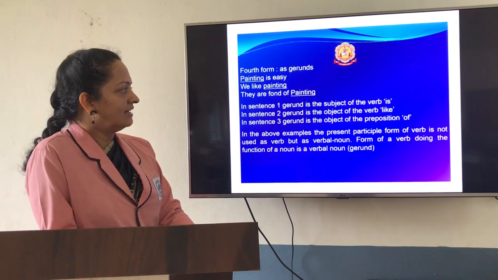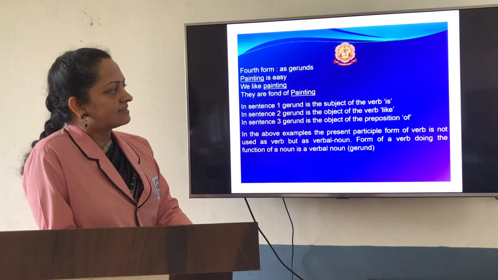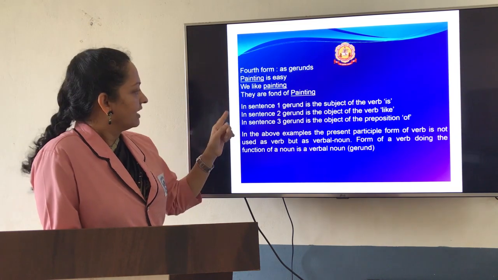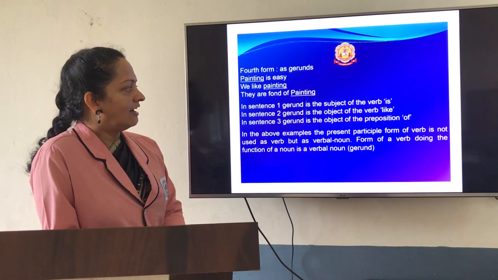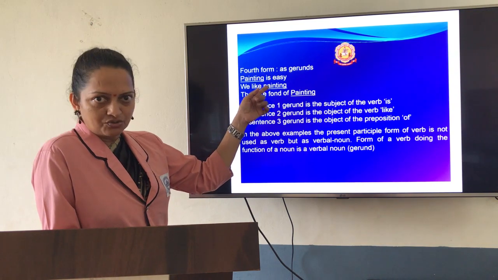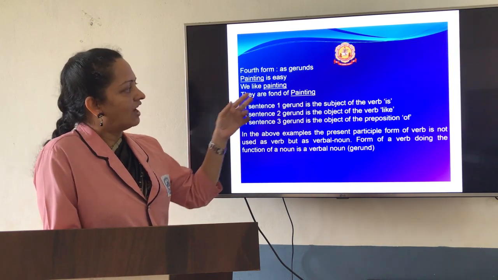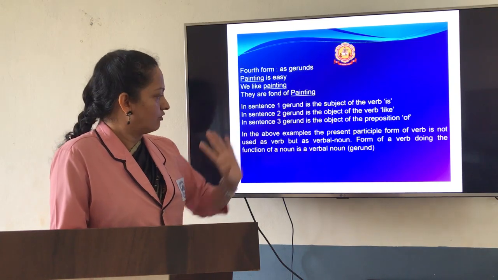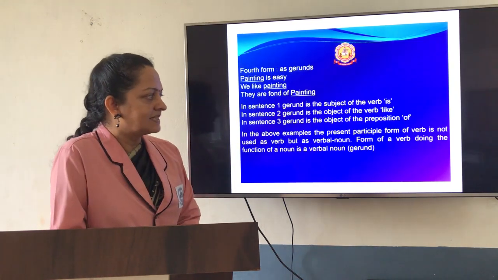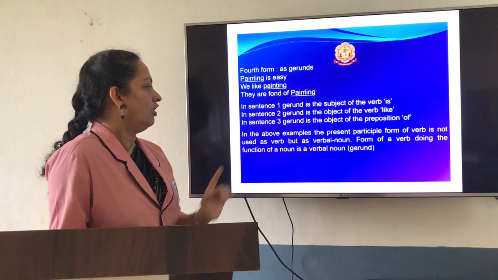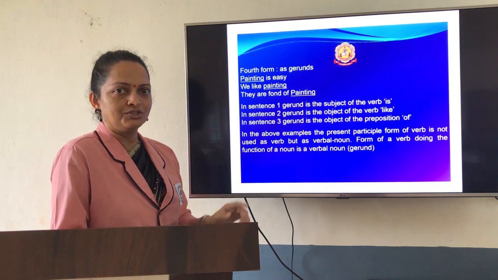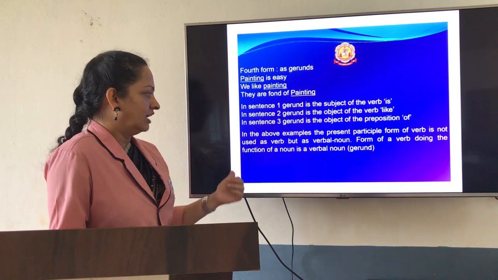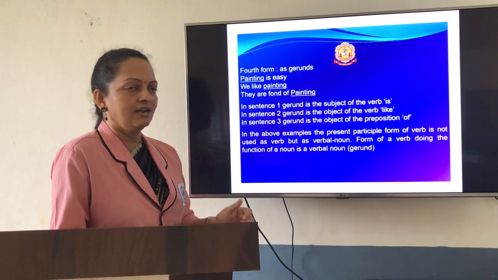In sentence 1, the gerund is the subject of the verb is. Painting is easy. In the second sentence we have painting as an object, as I told you. And again, in the third sentence, we have painting as the object of the preposition of. So in the above examples, the present participle form of the verb is not used as a verb, but it is used as a verbal noun. A form of a verb doing the function of a noun is a verbal noun.